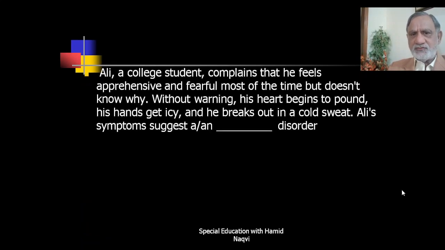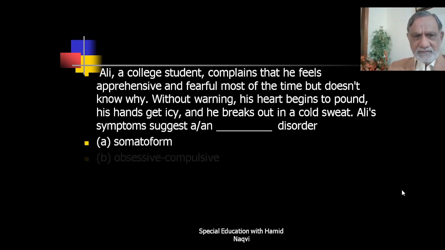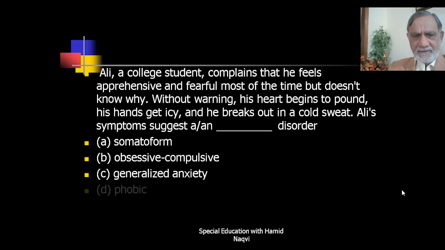Ali, a college student, complains that he feels apprehensive and fearful most of the time but doesn't know why. Without warning, his heart begins to pound, his hands get icy, and he breaks out in a cold sweat. Ali's symptoms suggest which disorder? The correct one is C, generalized anxiety.